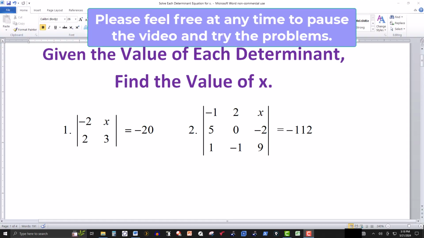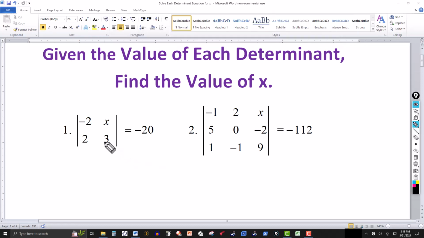In this video we have a 2x2 determinant and a 3x3 determinant, and we're given the value of each of these and we want to find the value of x. So we have one unknown component in this first 2x2 determinant. The procedure for evaluating a 2x2 is to cross multiply. So it's 3 times negative 2 is negative 6, and then we subtract the product the other way. So 2 times x will give us 2x, and we know the value of that is negative 20.